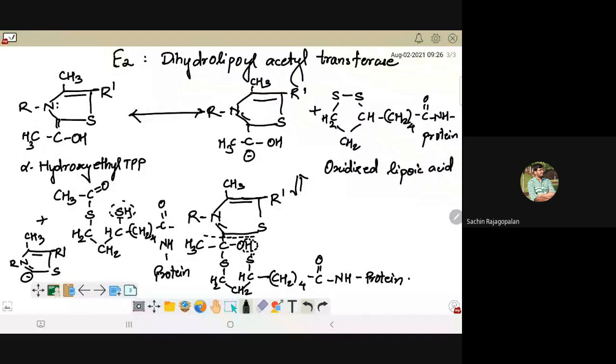So what we first did was hydroxyethyl TPP was converted to a carbanionic form so that oxidized lipoic acid can be attached there. So this bond was broken. And then we wanted to cleave the entire compound such that TPP is set free. So the hydrogen was removed from the hydroxyl group and it was given to the sulfur such that it forms a sulfhydryl group. So this complex that you are now left with is the acetyl lipoic acid complex, because what you are left with there is an acetyl group. So acetyl lipoic acid protein complex is what you are left with now.